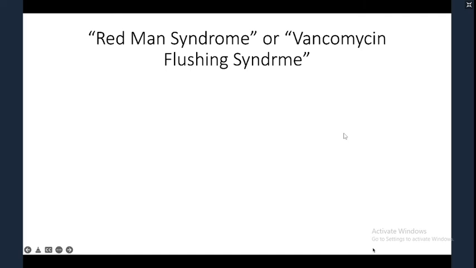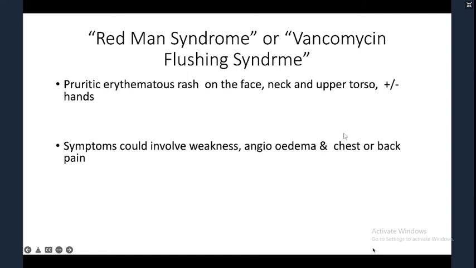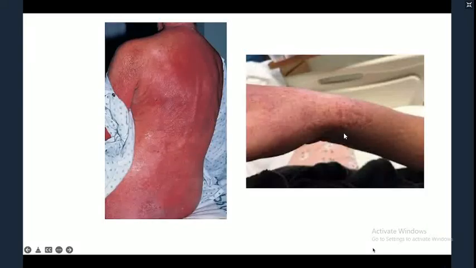So, the common adverse events. The famous adverse event associated with antibiotics is the Redman syndrome or vancomycin flushing syndrome. Here it is a pruritic erythematous rash on the face, trunk and upper torso, mainly in the upper part of the body. Sometimes it may be associated with weakness, angioedema or pain in the chest or back. This is due to non-immune mediated histamine release from mast cells and basophils.